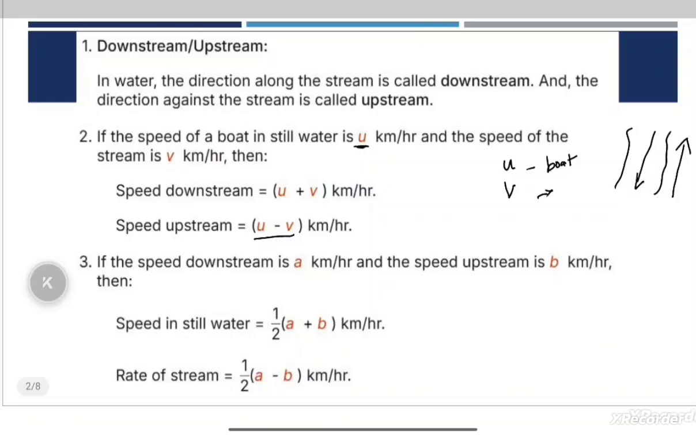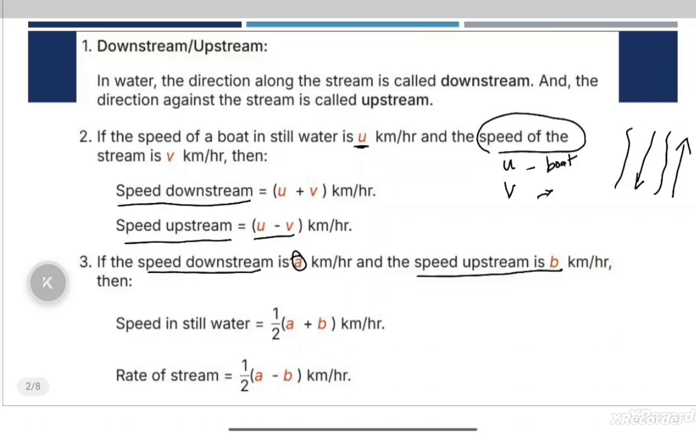Next definition, if the speed downstream is given as A, and the speed upstream is B, so upstream is also given. Now you're going to find the speed in still water. If these two are given, and you're asked to find the speed of the stream and the speed in still water, both speeds, how do you find this? It's nothing but 1 by 2 (A plus B), and 1 by 2 (A minus B). Okay, so for the second definition you will be given the speed in still water and the speed of the stream, and from that you will find the speed downstream and speed upstream. For the next one, you will be given the speed downstream and speed upstream, and you will be asked to find the speed of the stream and the speed in still water. Okay, so these two are related, and this is how you write the three formulas.